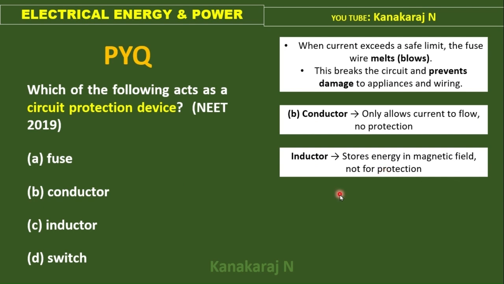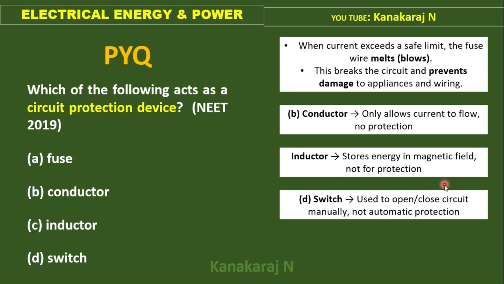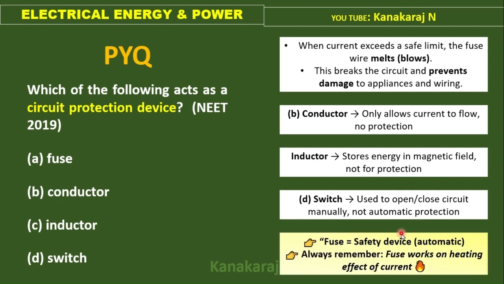Inductor stores energy in a magnetic field, not for protection. And next, switch. It is used to open or close the circuit manually, but not automatic protection. The fuse, it's a safety device which is automatic. Always remember that fuse works on the heating effect of current.